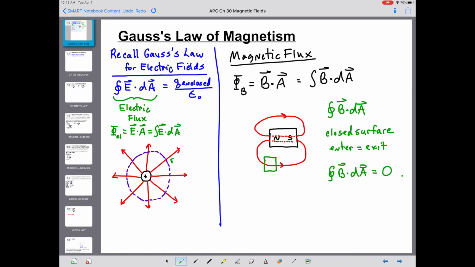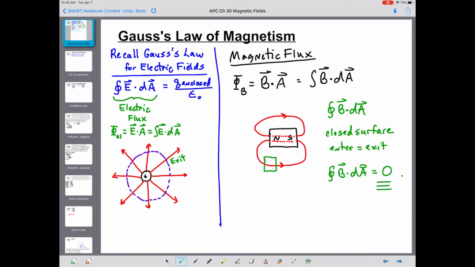With an electric field, you had lines that, in this case, exited the surface, but you didn't have any field lines that were entering the surface. So you ended up with a net flux, which you got by the integration, and so then you got a value, Q enclosed over epsilon naught.